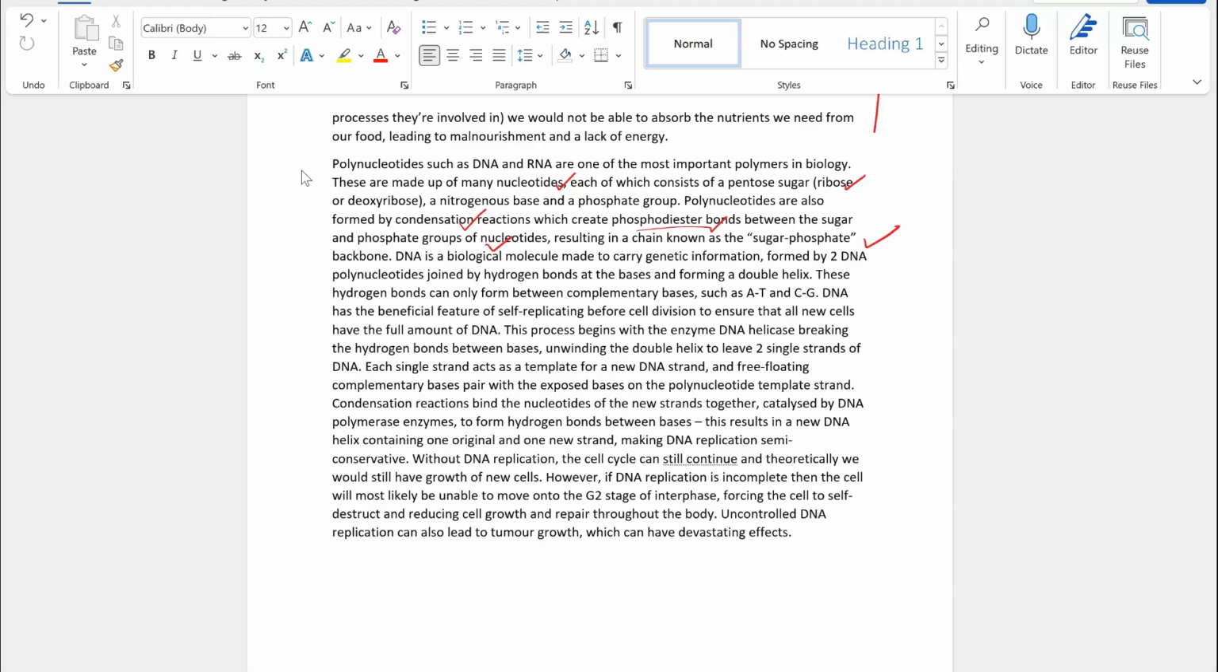Polynucleotides, so this is another example with DNA and RNA. The AO1 here is pretty good. We've got lots of key terms. We've got details on the structure of DNA. So that I've given a tick. That section is really good.